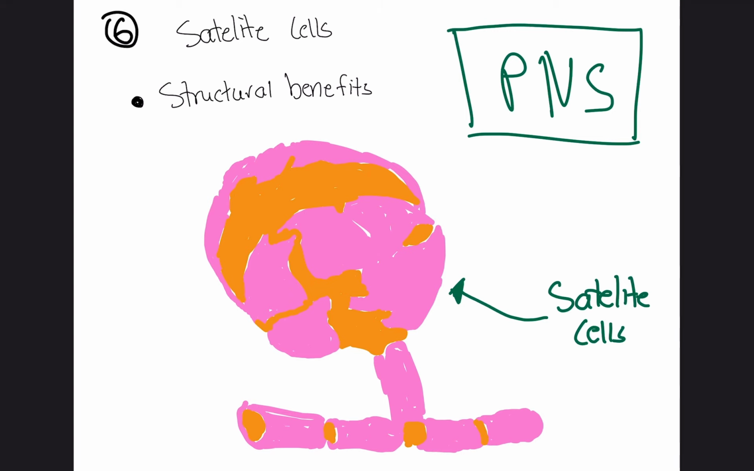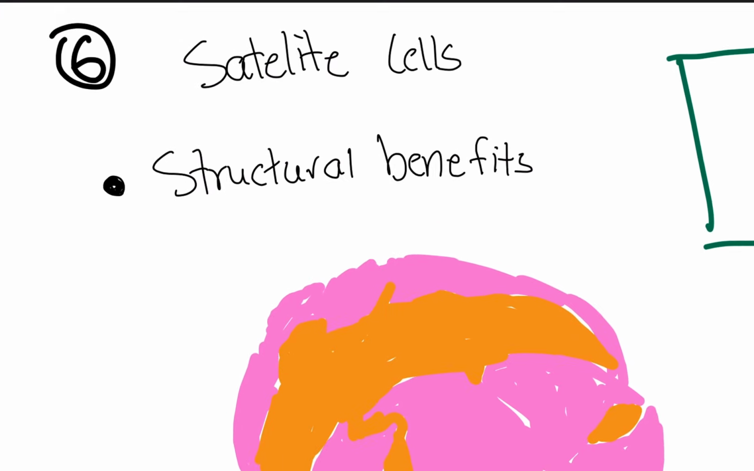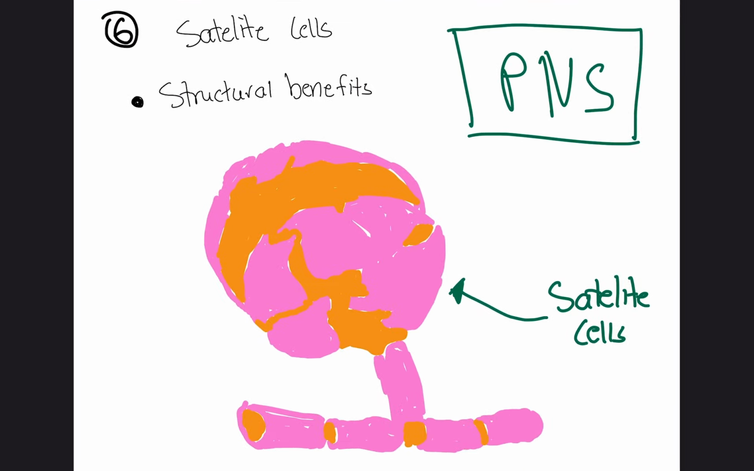All right, satellite cells is the last one we're talking about. It's not "satellite" with an R, it's satellite cells, and it's only located in the PNS. It's the pink stuff. This creates structural benefits for the cell body. How are the neurons held in place? How does the cell body stay still in your tissues? In your body, it's satellite cells. It literally just covers the cell body so it doesn't move. That's it.